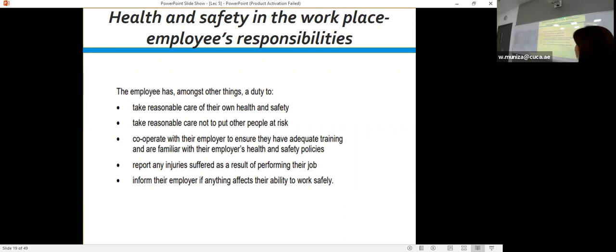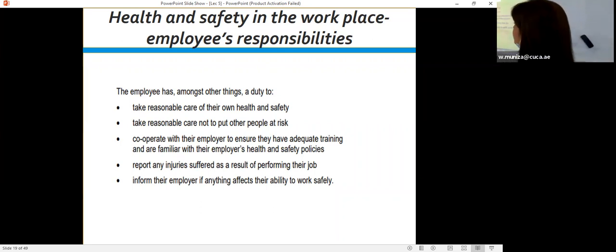The employee has, amongst other things, a duty to take reasonable care of their own health and safety, take reasonable care not to put other people at risk, cooperate with their employer to ensure they have adequate training and are familiar with their employer's health and safety policies, report any injuries suffered as a result of performing their job, inform their employer if anything affects their ability to work safely.